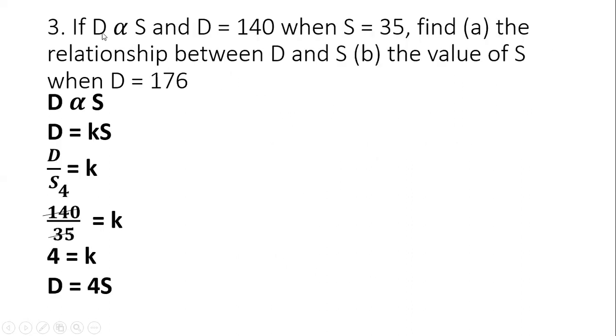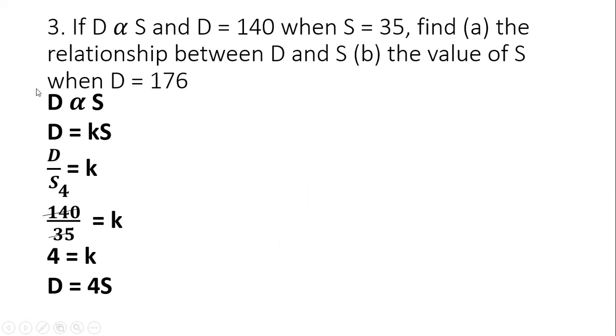If D varies directly as X and D is 140 when X is 35, A, find the relationship between D and X. B, the value of X when D is 176.